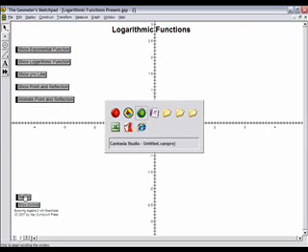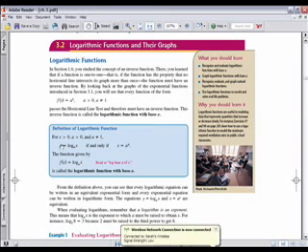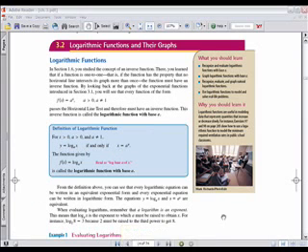Now, going back into the textbook, we have down here y is equal to log base a of x if and only if x is equal to a to the y. So that's the same idea I've been saying about how they are inverses.